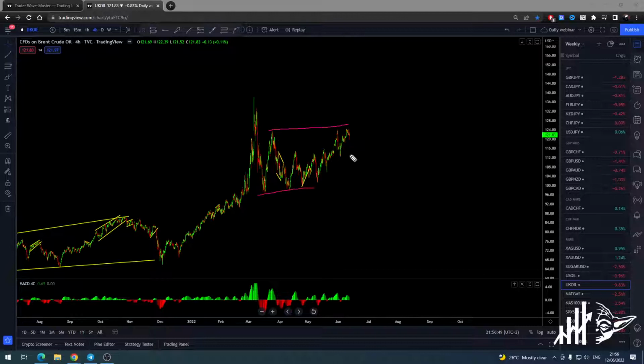Okay, this is the correction and we are going lower, something like this, and then we'll go higher. So watch for sell stops upcoming week. Sell setups, keep an eye on it.